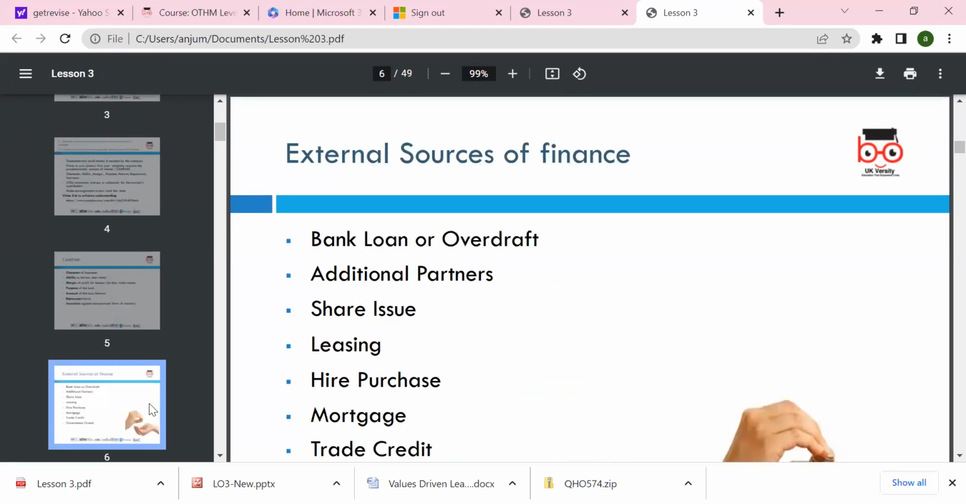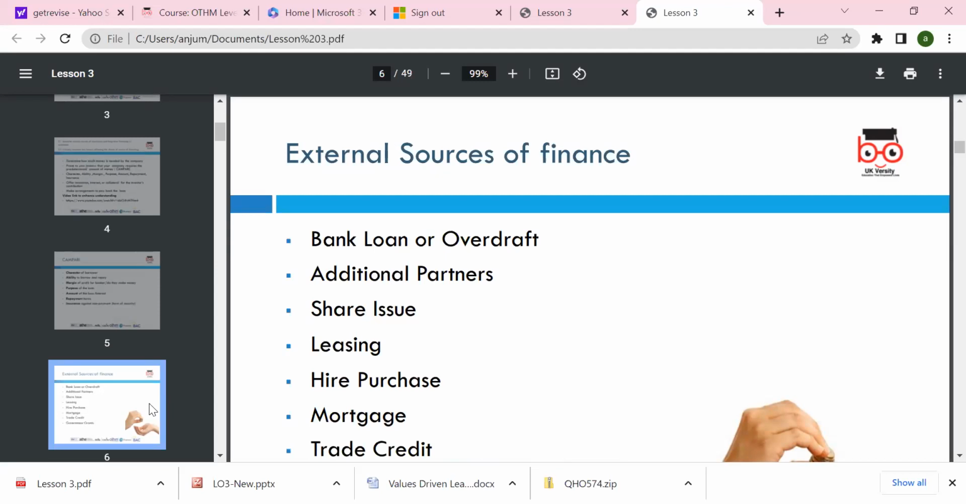External sources of finance, we'll discuss: external bank loan, additional partners. If it's a business partnership, you can include more partners to join your business, and that will increase your money. Share issues: if it's a company, we can issue shares, especially a public limited company.